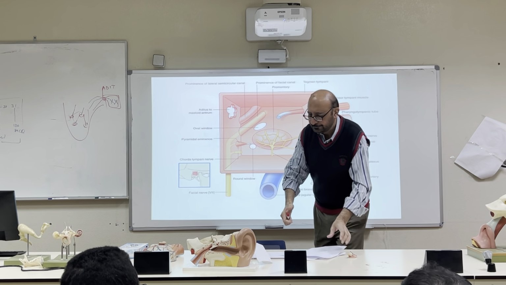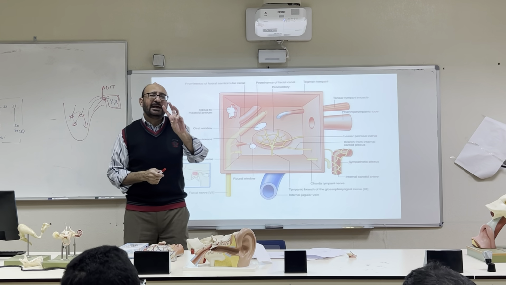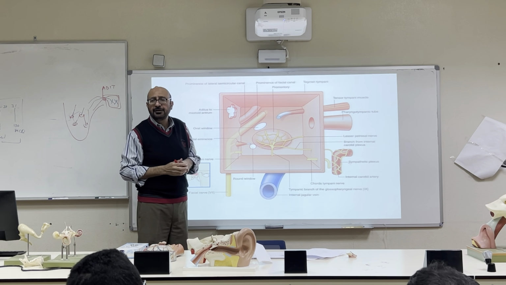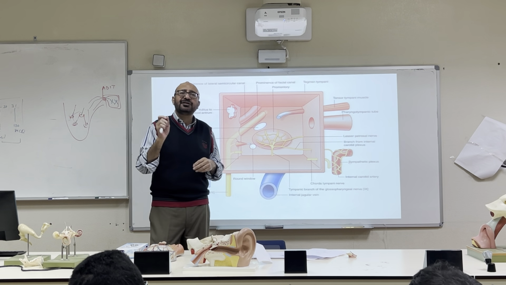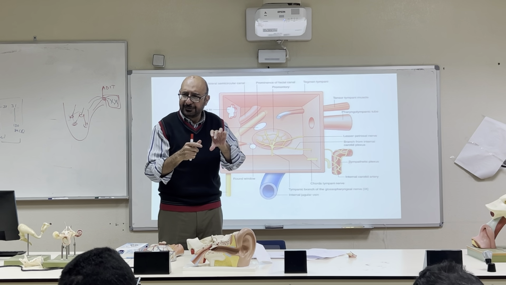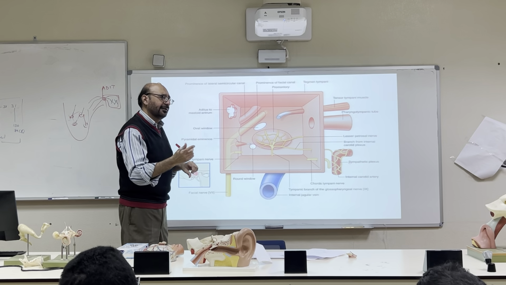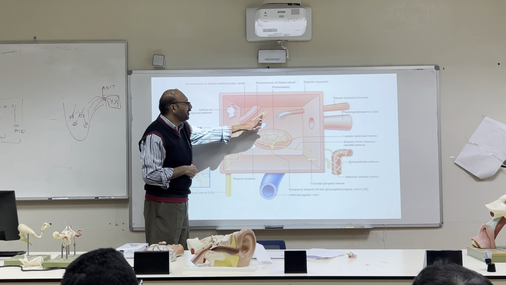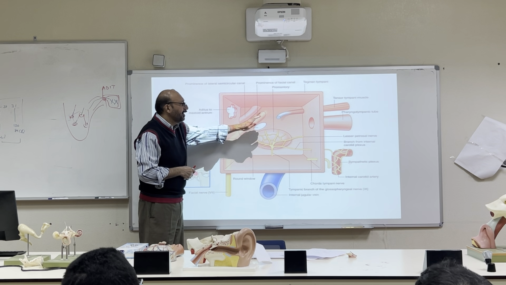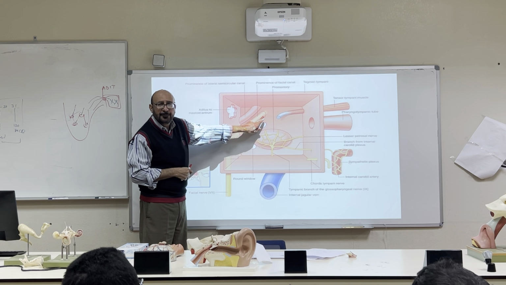So you will have three basic impressions. One is the promontory. What is the promontory? The promontory is the impression caused by the rounded cochlea, one part of the inner ear. Another impression is by the facial nerve, which is present on which wall?